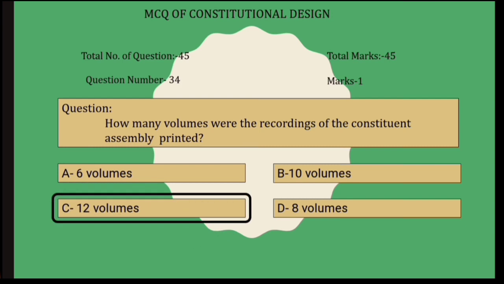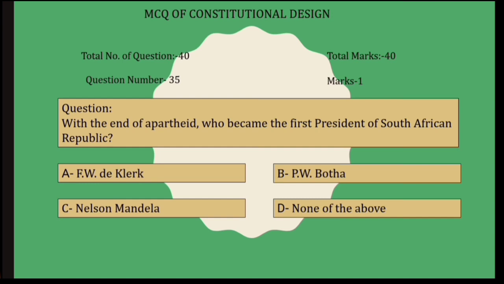Question 35. With the end of apartheid, who became the first president of the South African Republic? Option A. F.W. de Klerk, B. P.W. Botha, C. Nelson Mandela, D. None of the above. Correct option is C. Nelson Mandela.